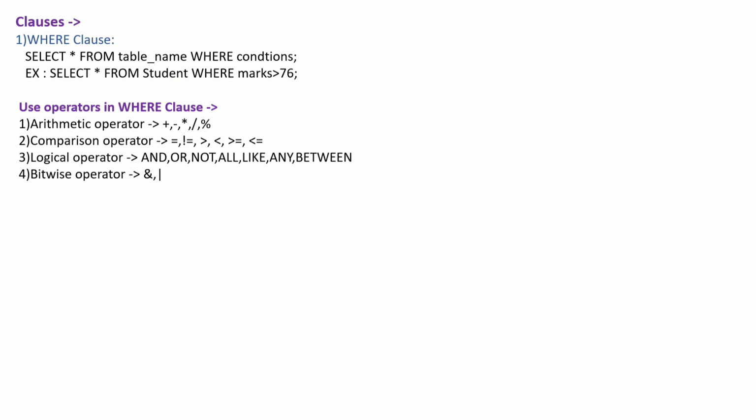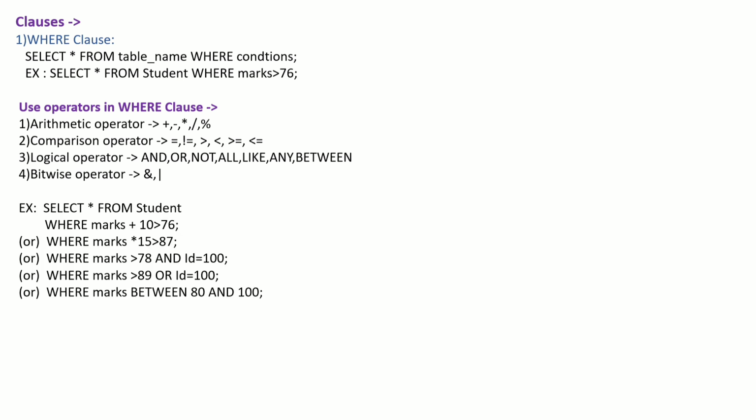In later videos, we will discuss more on logical operators. Next example: SELECT * FROM student WHERE marks + 10 > 76, which gives the output of marks greater than 86. Next, WHERE marks BETWEEN 80 AND 100, which means the output gives marks between 80 and 100.